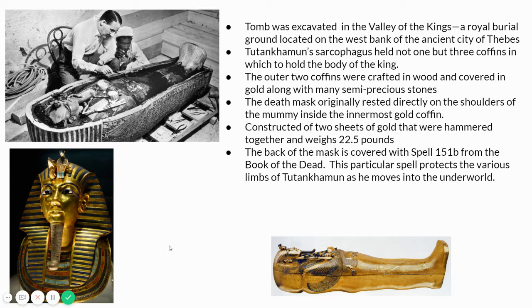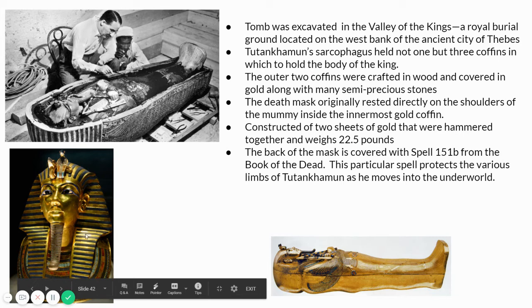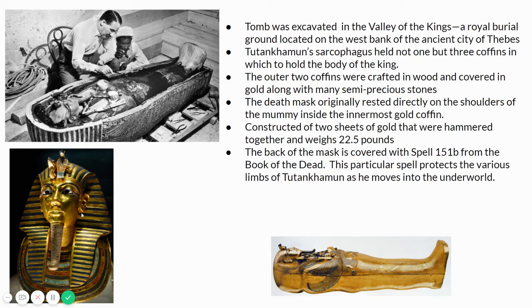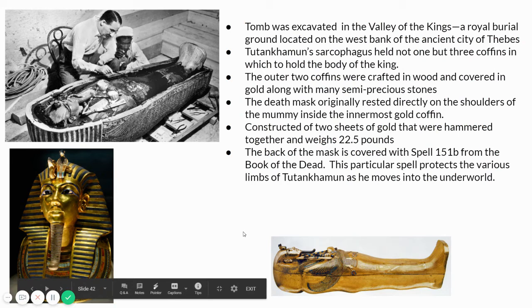The two outer coffins were made out of wood, they were carved, and they were still covered in gold and precious stones and painted. They were very elaborately decorated. The third is that innermost coffin, made out of two sheets of gold, and inside that innermost coffin, you have the mummified body, and on top of the mummified body, you have here the death mask. Okay. The innermost coffin, like I said, was molded and hammered out of sheets of gold.